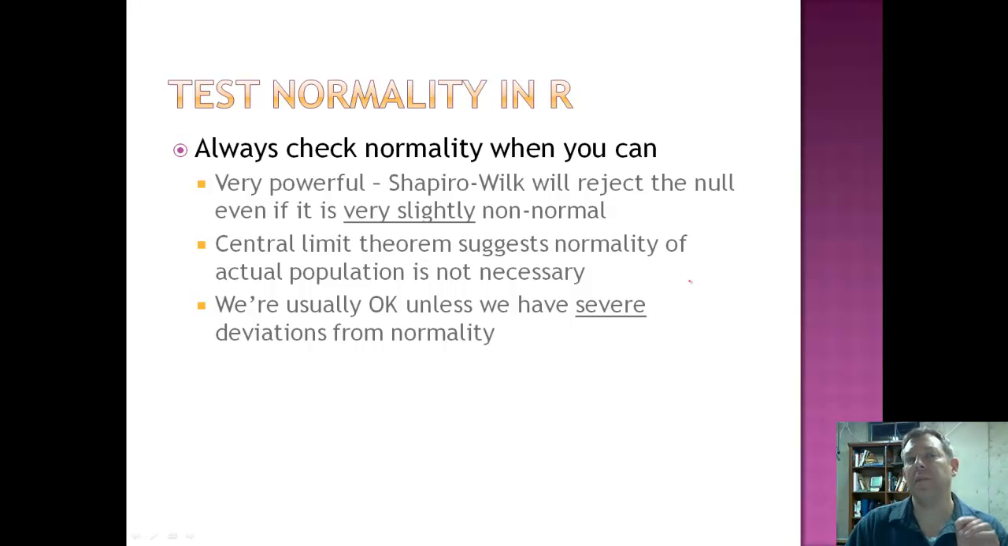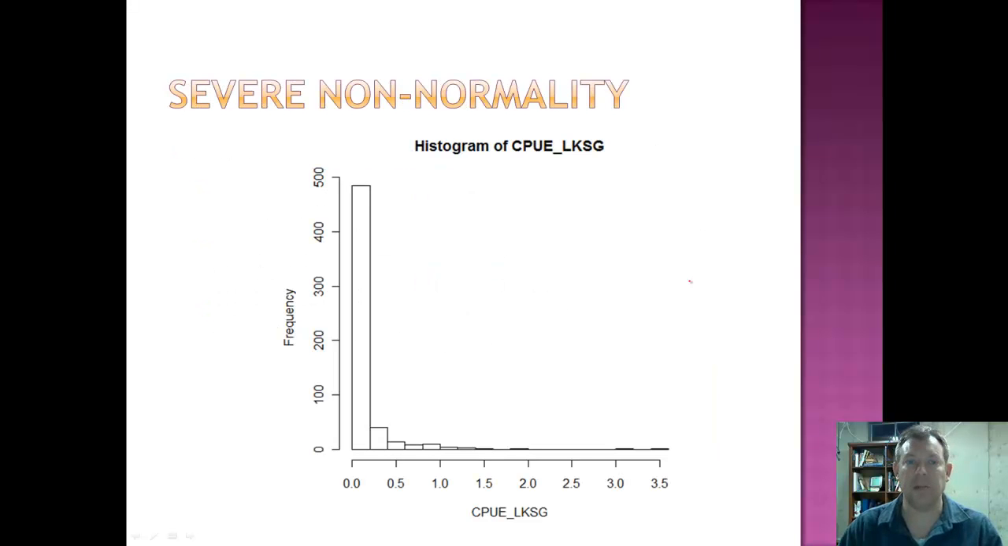Most of the parametric inferential stats that we'll work with in this class are very robust, which means that they're okay if you don't have a normal population. However, if you have severe deviations from normality, that's when you perhaps need to try different tests like a non-parametric test. Let me give you an example.